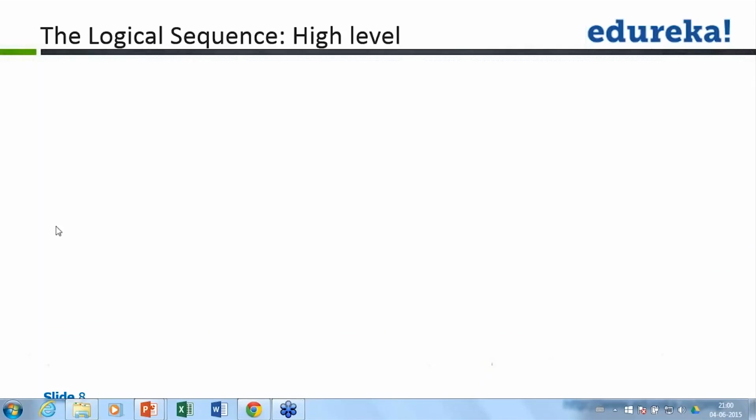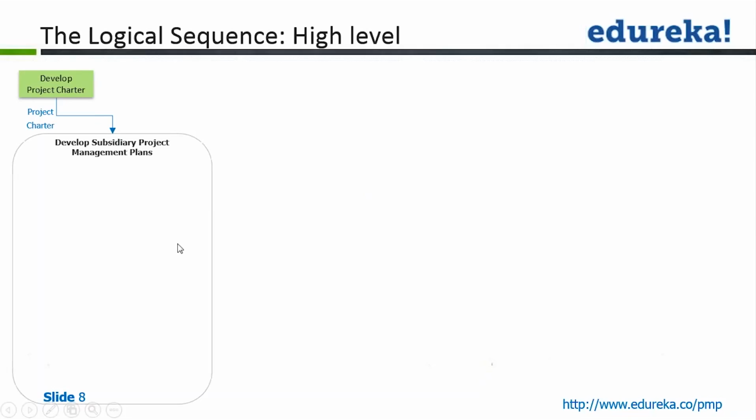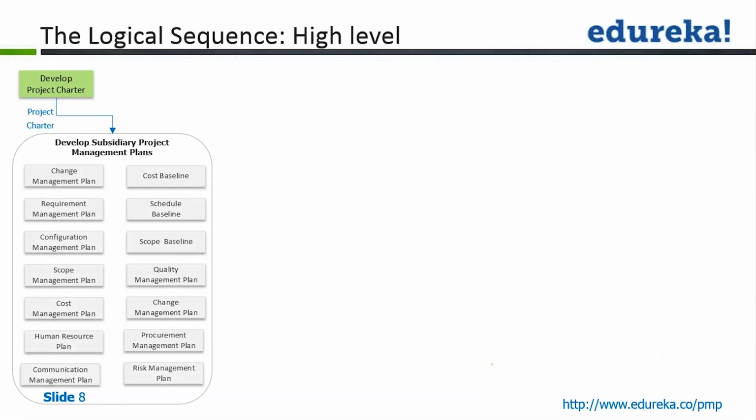Once the project charter is released, the first step is that you release a project charter. The project charter is released in the develop project charter process. The outcome of this process will be your project charter. As I told you, once the charter is released, the project manager becomes the captain of the ship, and will have to lead the team in developing the subsidiary project management plans. The project management plan is not one single document, but a collection of multiple subsidiary project management plans.